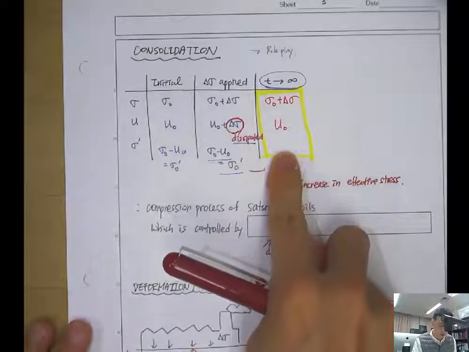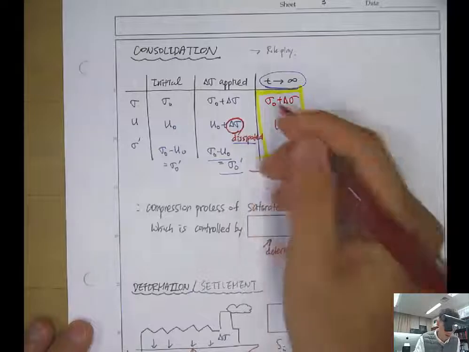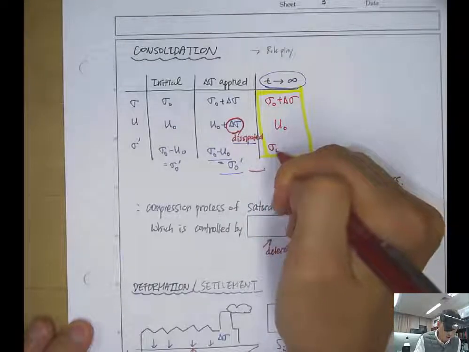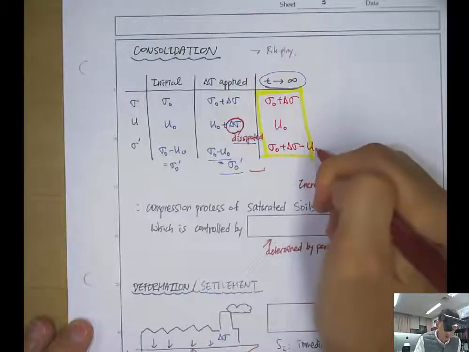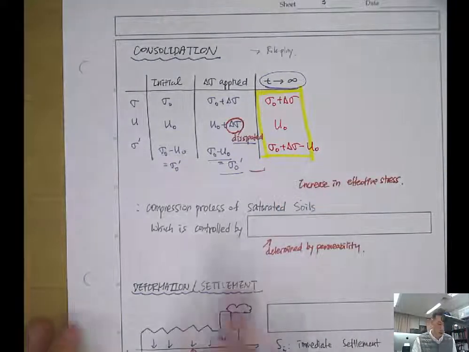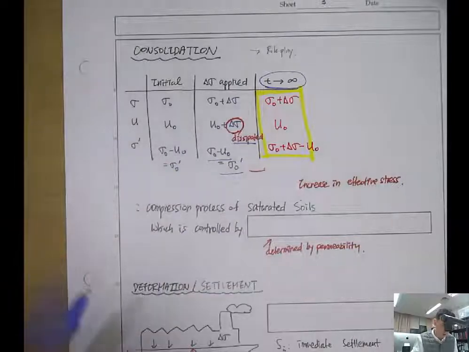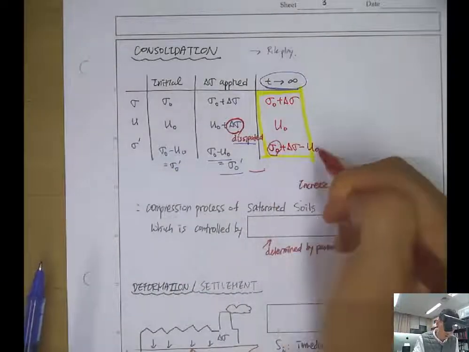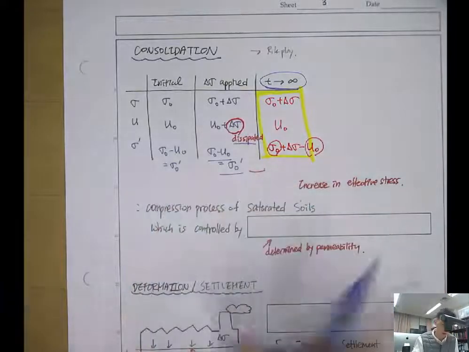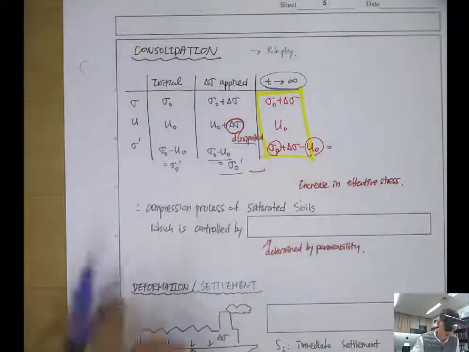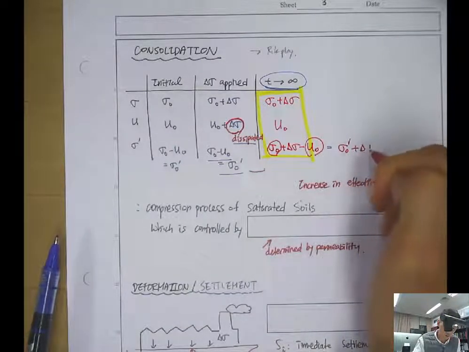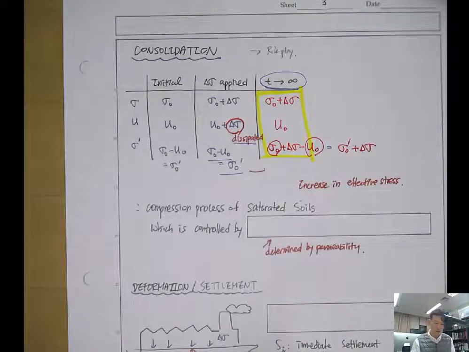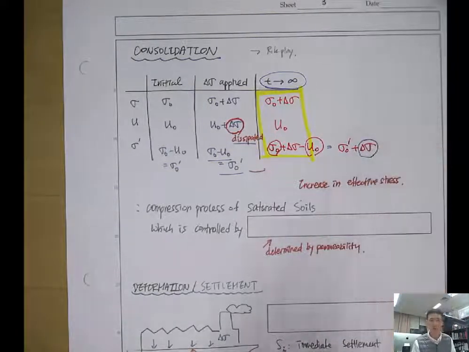And then what happens to the effective stress? If we subtract the water pressure from the total stress, it will be like this. And we know that this is the effective stress, so it's going to be sigma naught prime plus delta sigma. So you can see that the effective stress is increased by this delta sigma.